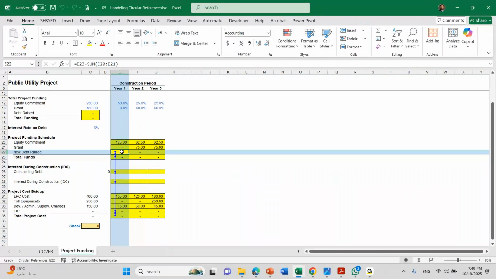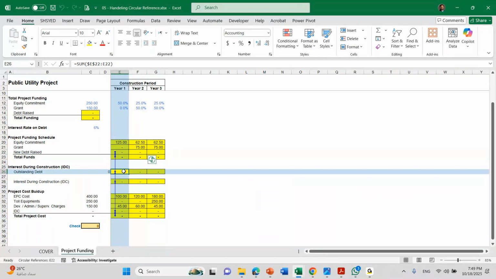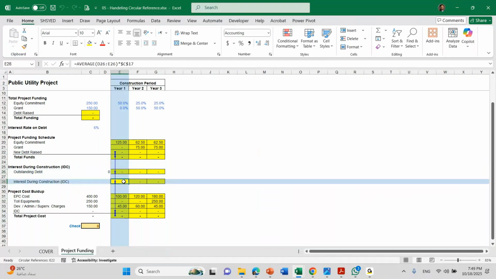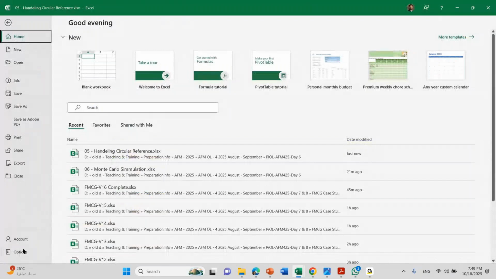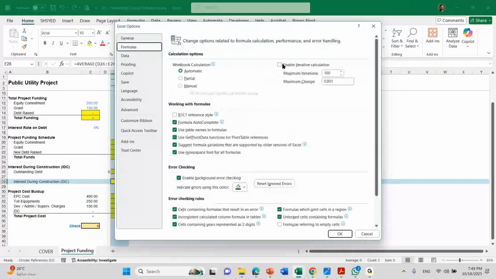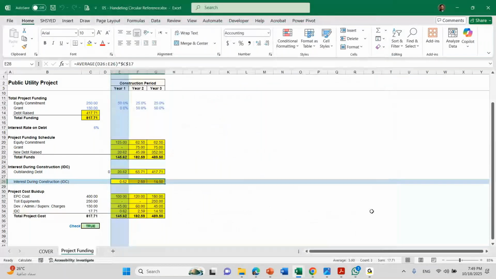So what we are actually trying to achieve, we are calculating the interest. You will copy the cell and paste it here as values. So that will break the circular reference, and you will run it again and again in order to get the values. But there is an easier solution now. Instead of doing this, you can go to options, and you can switch on this iterative calculation, and that will solve your circular reference problem.